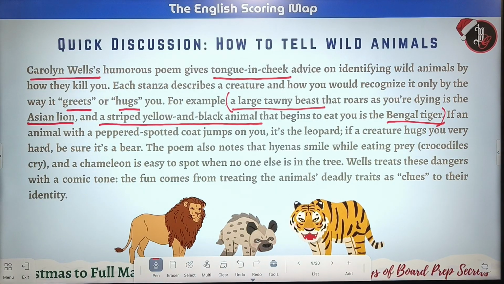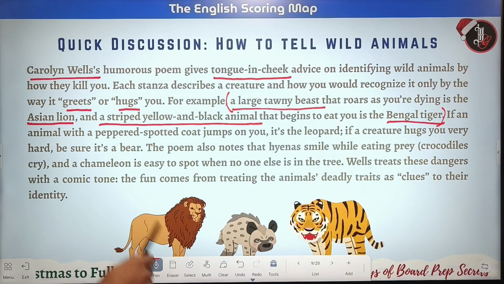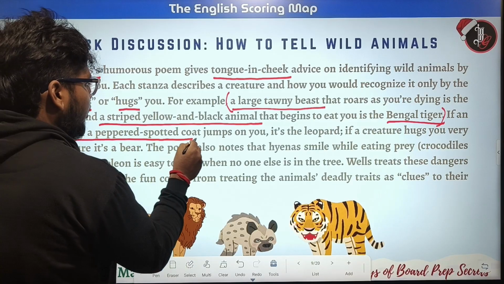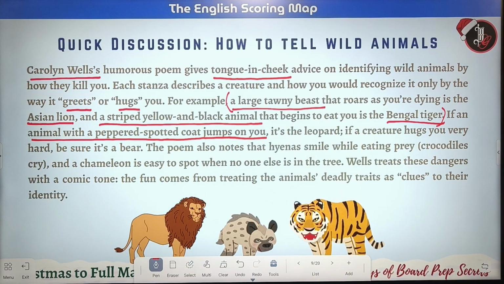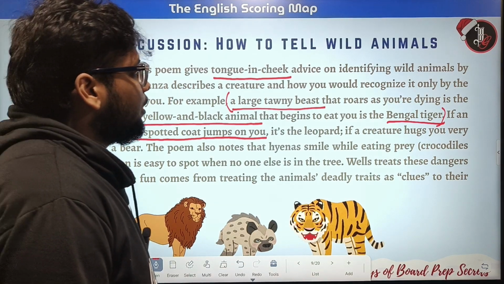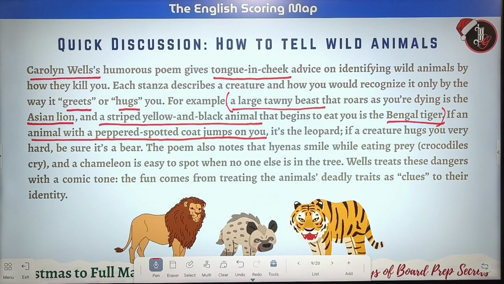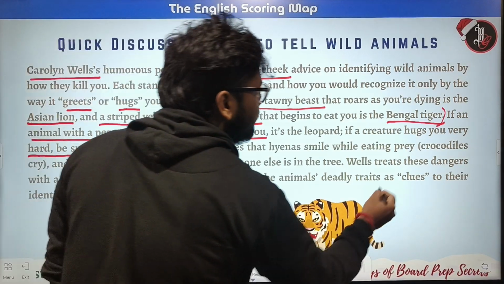Now, if an animal with a peppered spotted coat jumps on you, it is the leopard. That is how he describes the leopard: an animal with a peppered spotted coat that jumps on you. I hope it's clear. If a creature hugs you very hard, be sure it's a bear. So whenever a creature hugs you very hard, it's a bear.